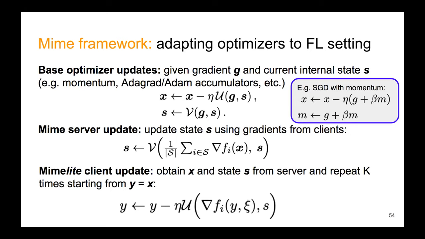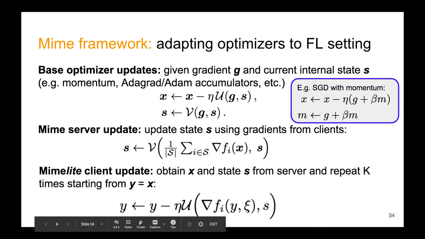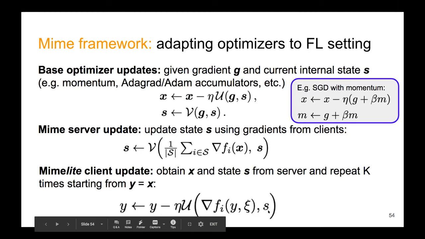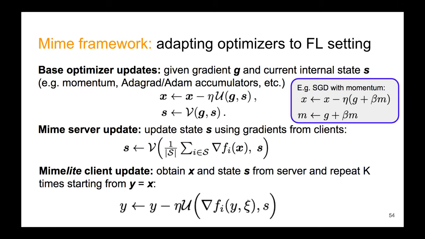And then the clients are going to do the following. This is actually the MIME light algorithm, slightly different from the MIME algorithm. Each client is going to obtain the server parameter X and the server state S. Starting from the initial point Y equals X, it's going to apply this update rule K times, okay? In each update, it takes the update function U and applies it to a mini batch gradient, but takes the same fixed server state in each update. So in the case of momentum, obviously you're going to apply the same momentum over and over again. So that's the MIME light algorithm, as we call it.